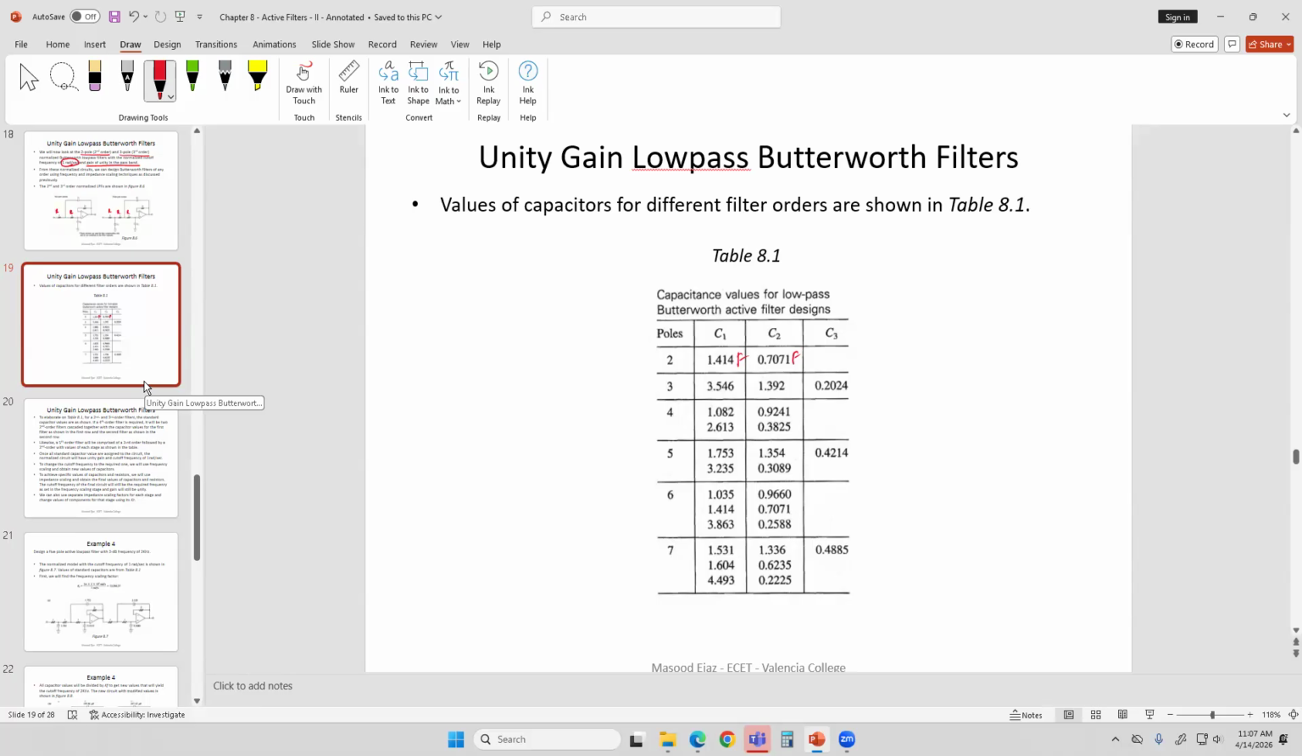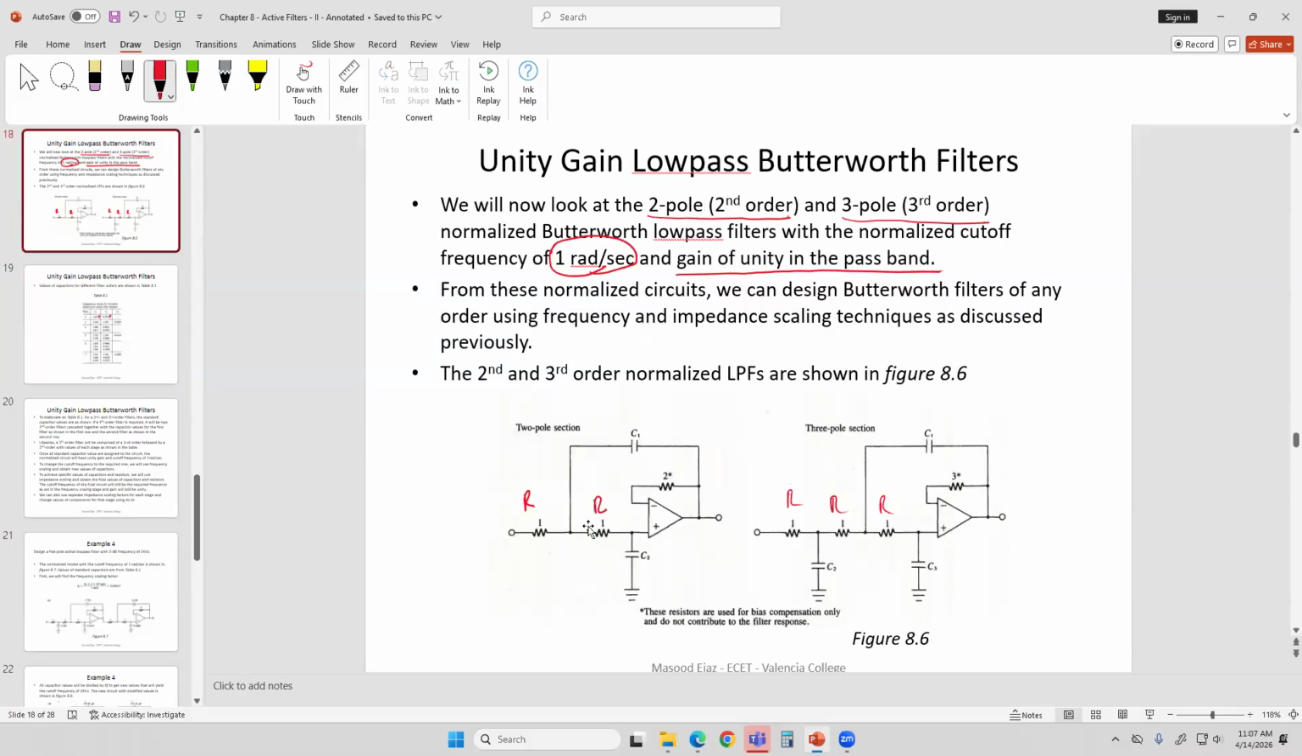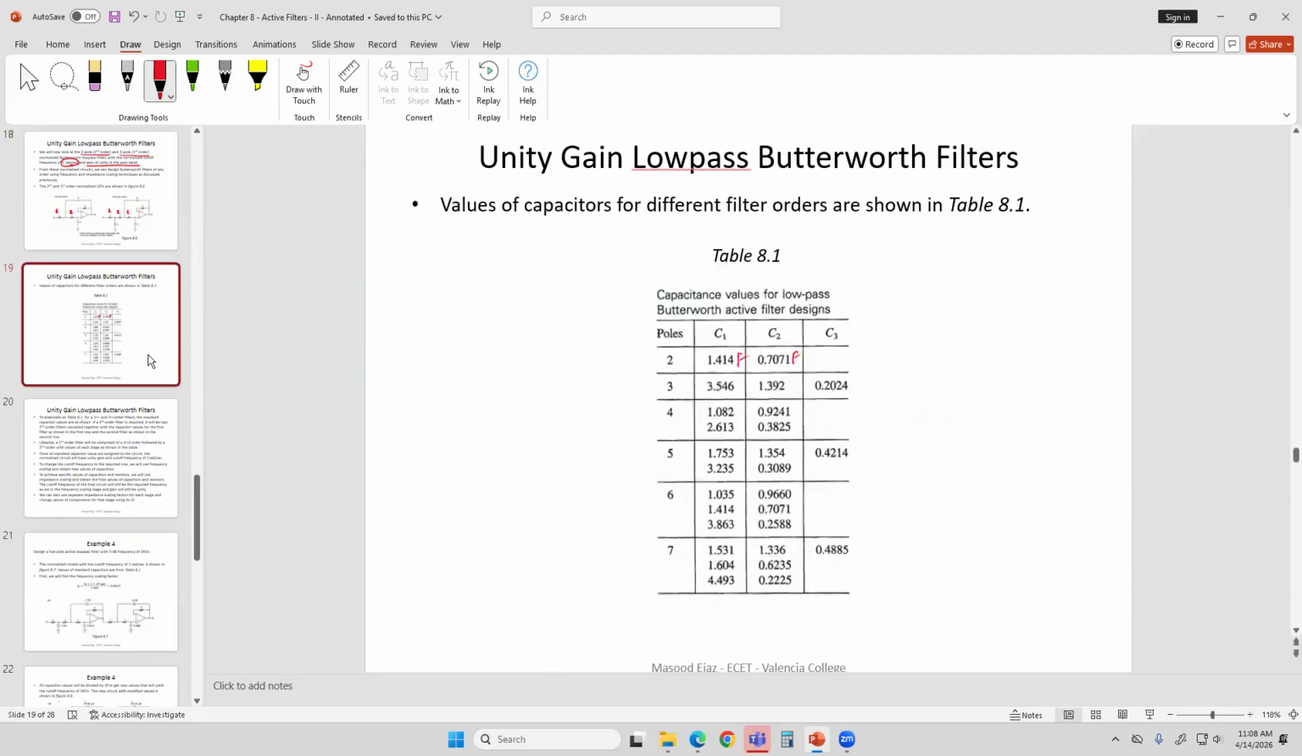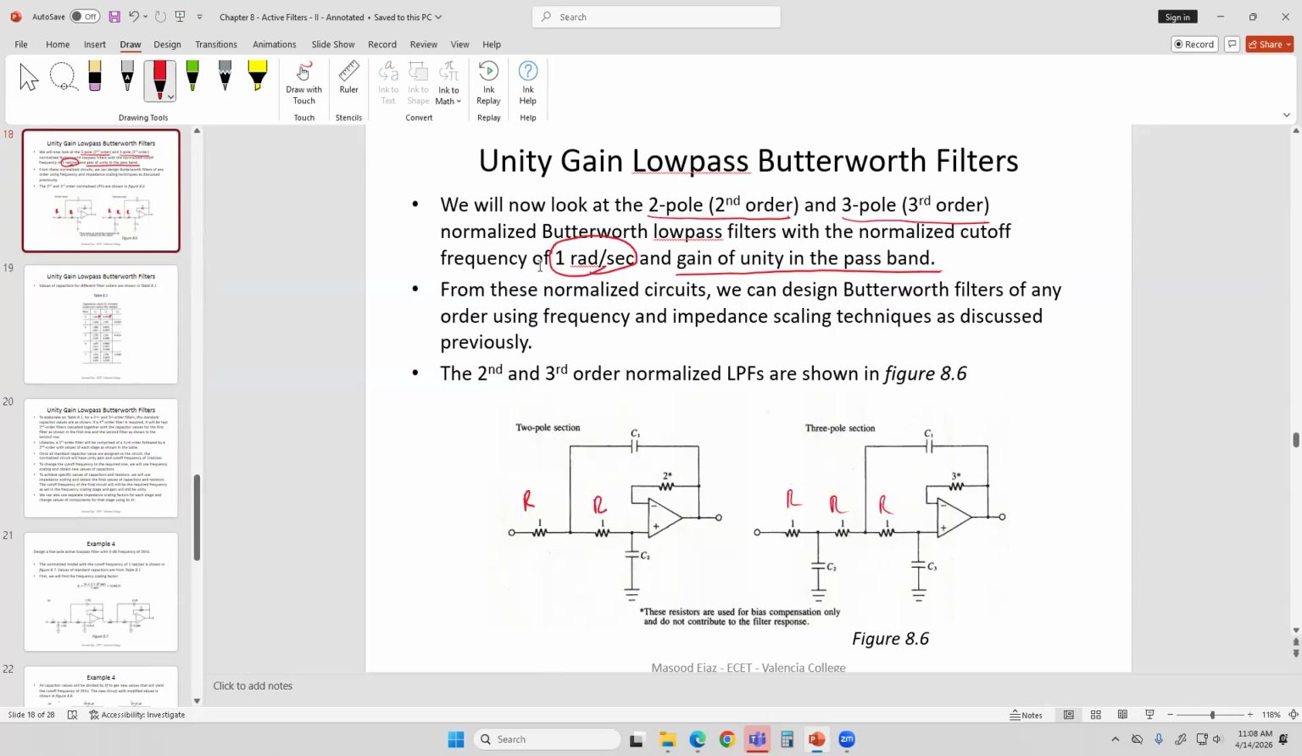Again, those values are not really the ones that we use, so we'll have to use impedance scaling to change these values. We're going to use one impedance scaling, and then we can change capacitor and resistor, or if there are multiple sections, we can use different impedance scaling for each section to change the values. Generally, it's better just to use one value for all sections. And of course, the cutoff frequency is 1 radian per second, and we'll have to change that based on our requirement.